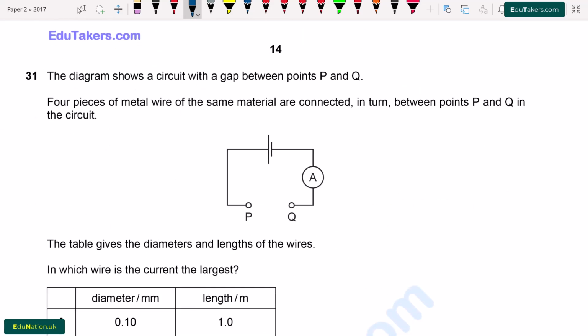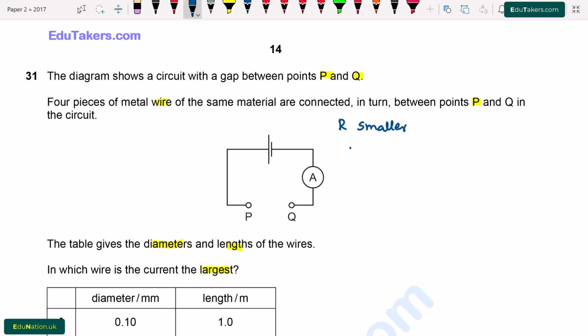Question number 31. The diagram shows a circuit with a gap between points P and Q. 4 pieces of metal wire of the same material are connected in turn between points P and Q in the circuit. The table gives the diameters and the lengths of the wire. In which wire is the current largest? So for which one of the following wires is the current larger? Current is larger for the wire that has smaller resistance. It means that resistance should be smaller.